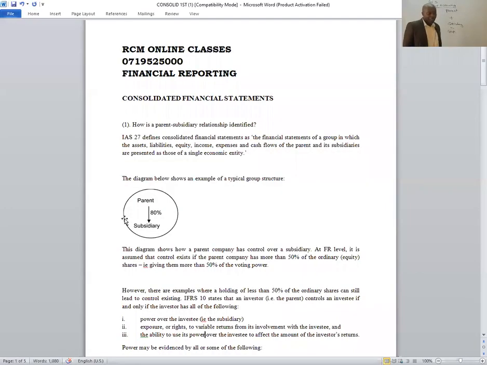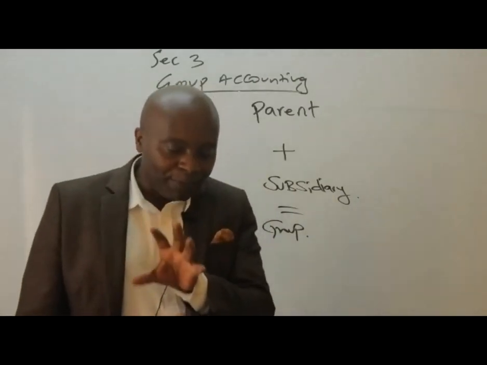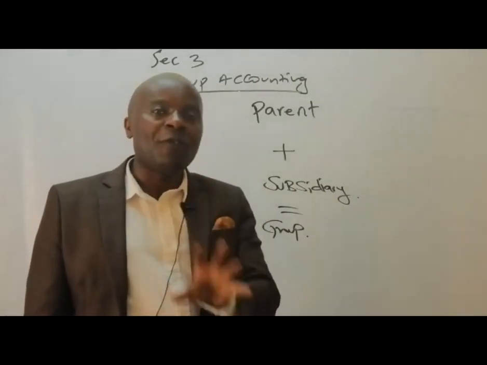We are told the diagram below shows an example of a typical group structure. In this typical group structure, you can see that the parent owns 80% of the subsidiary. 80% of the subsidiary is quite high. For financial reporting purposes, our threshold will be 50%.